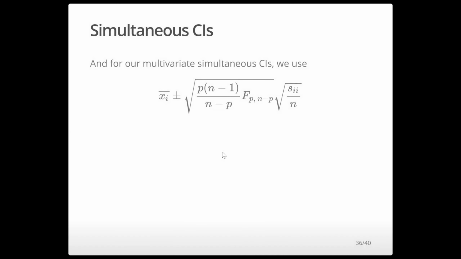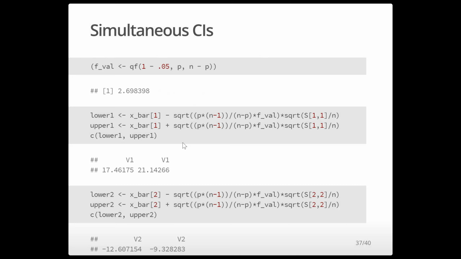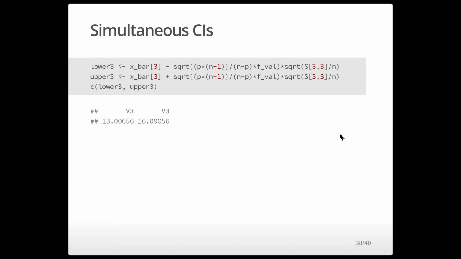Finally, for our simultaneous confidence intervals, this is just the formula, again, for reference. This is the same formula that we saw earlier, and we're just going to plug in our new values. Again, we don't have to change anything here. This is the same code. We just have to get a new F value, but we already got our new x bar, our new n, our new p, and our new covariance matrix. So all that stuff's already plugged in. So this code just runs again once we get our new F value. So those are our simultaneous confidence intervals for each variable.